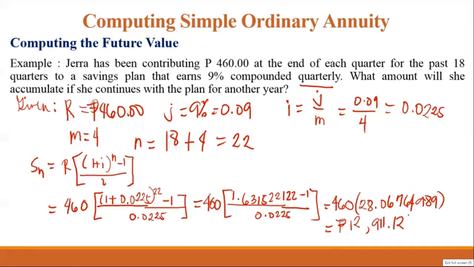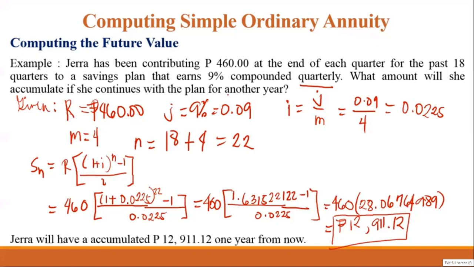So this is what Jera will accumulate. Jera will have to accumulate this amount, 12,911 pesos and 12 centavos, 1 year from now. Because this is the amount being asked if she continues with the plan for another year. So she will reach about 12,000 pesos.